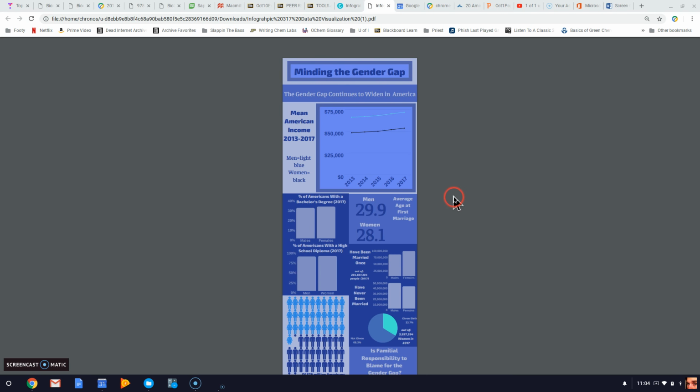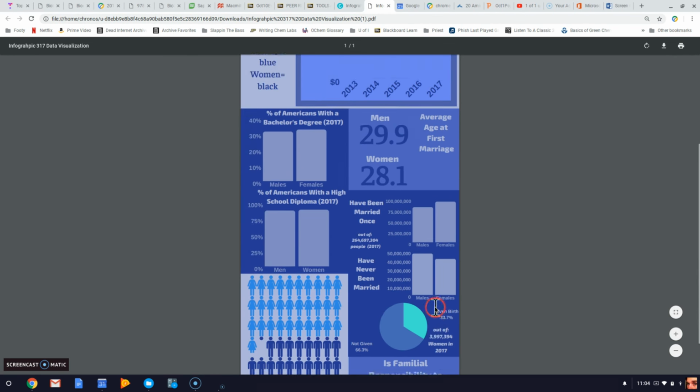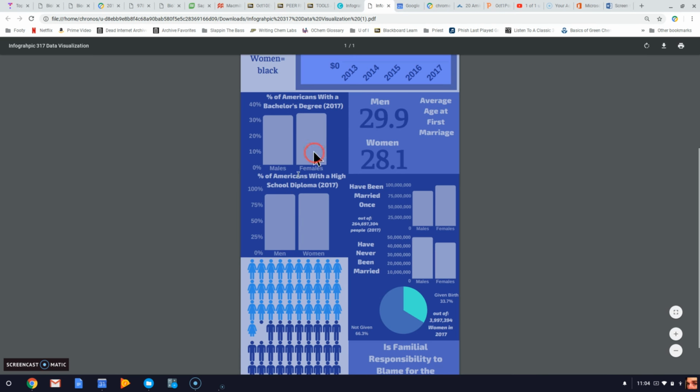The first design principles I'm going to discuss are proximity and alignment. Proximity is the grouping of like design elements together so that viewers perceive them as related. I used the principle of proximity to group the 4 bar graphs together because each of them was similar in that they compared males and females against one another.